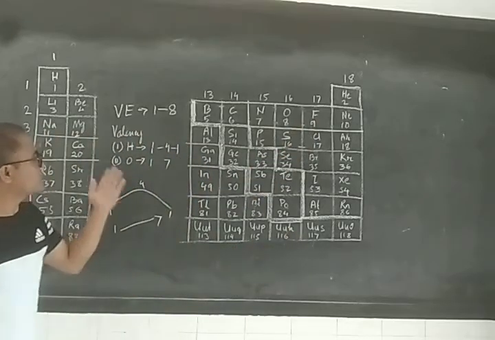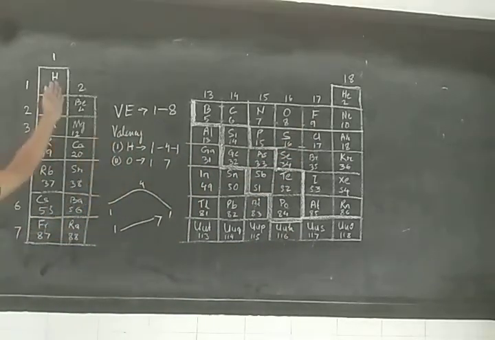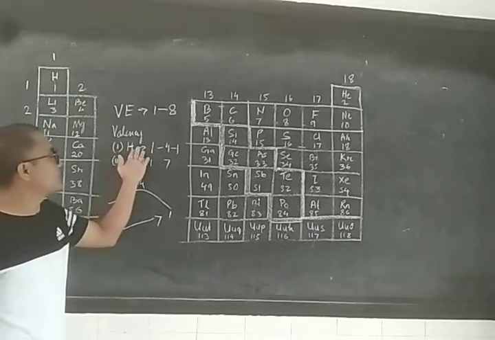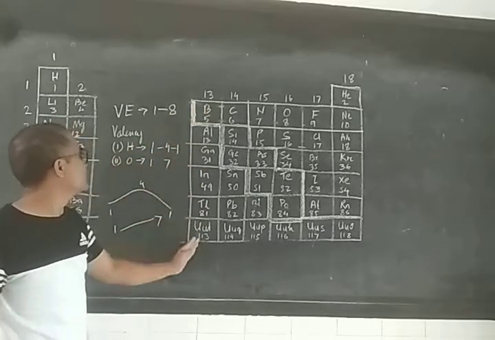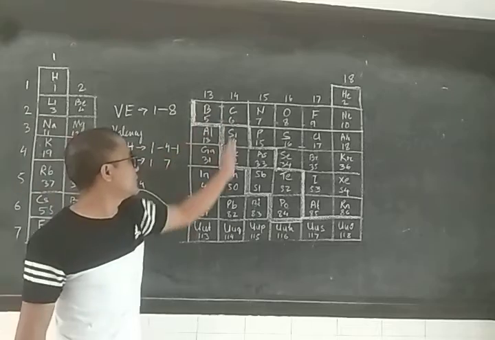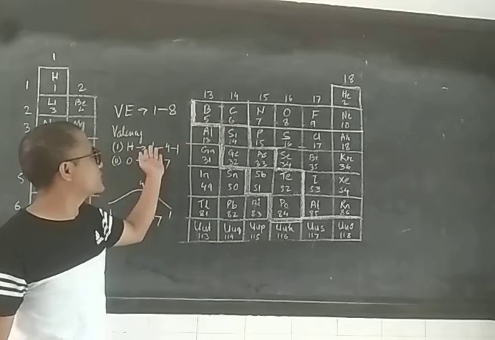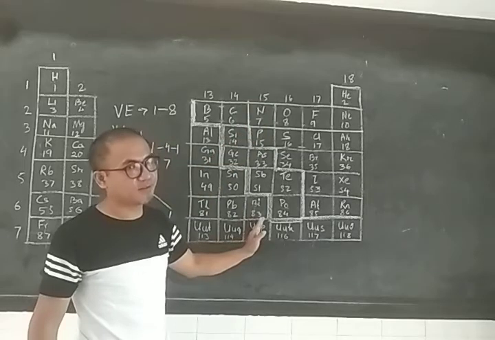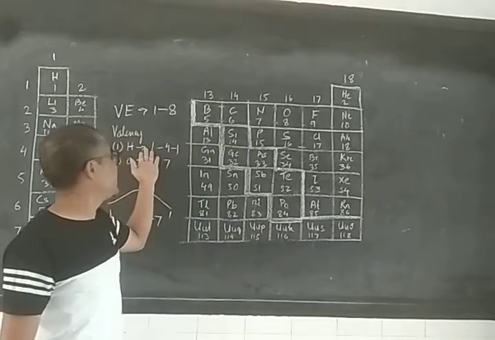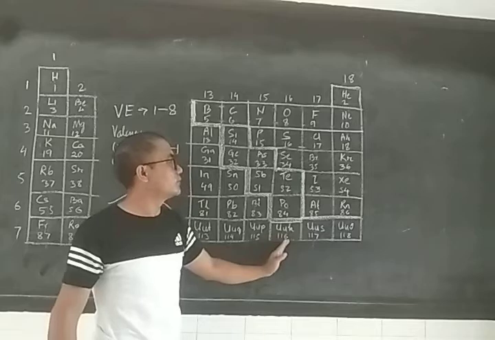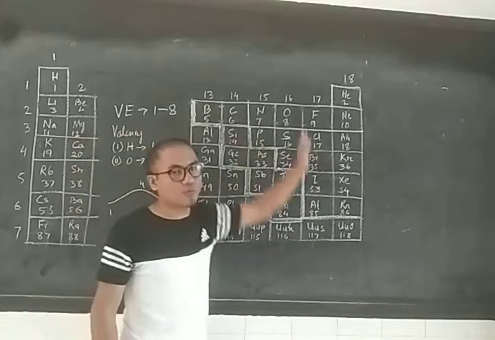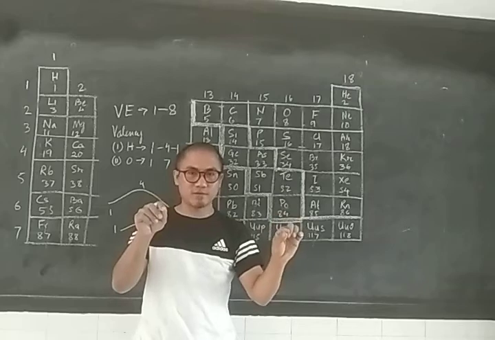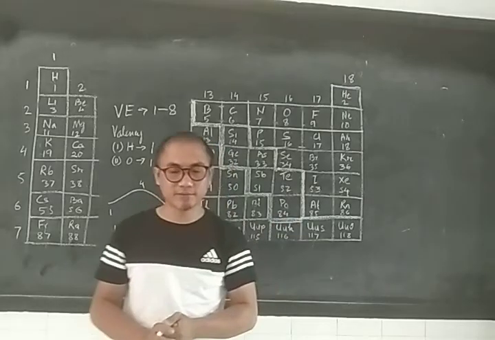Once again, with respect to hydrogen, this will have 1 valency group, 2 valency group, 3 valency group, 4 valency group, then 3, 2, and 1. That means it increased from 1 to 4 and back to 1. I hope that it's clear.